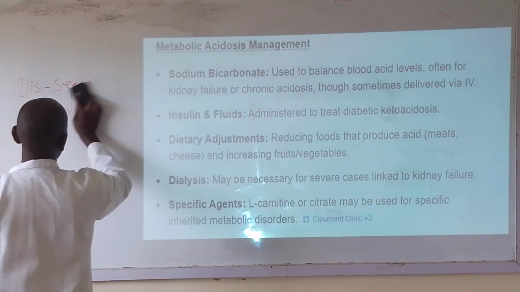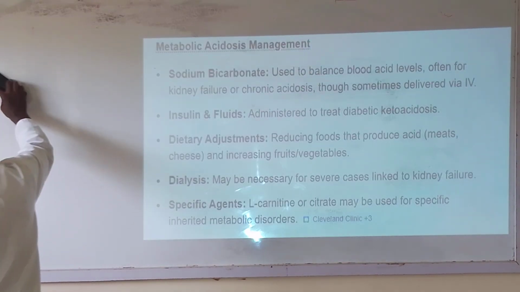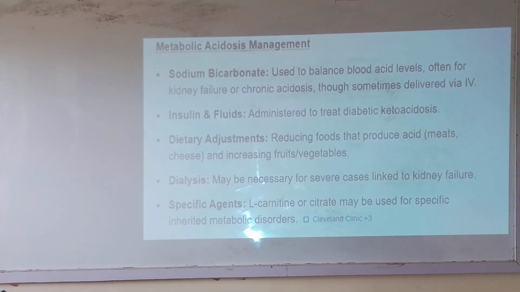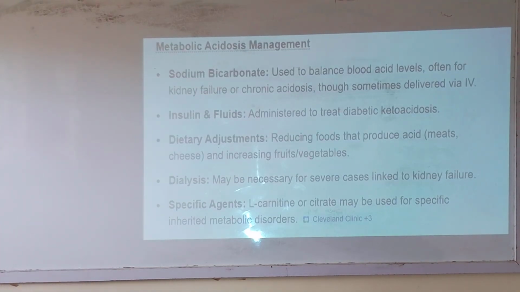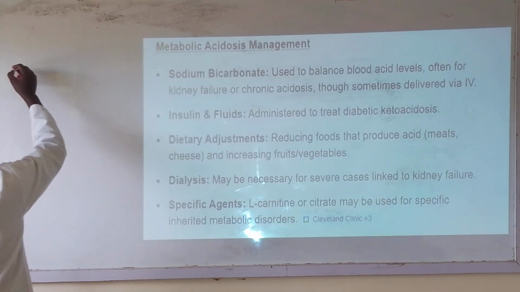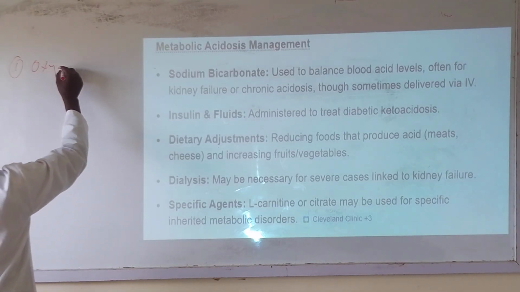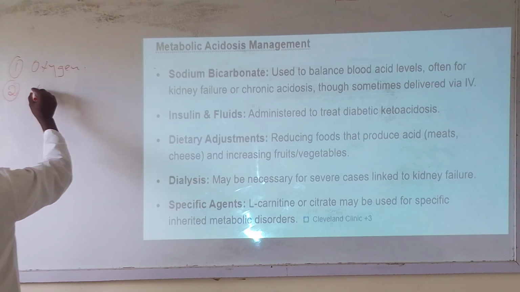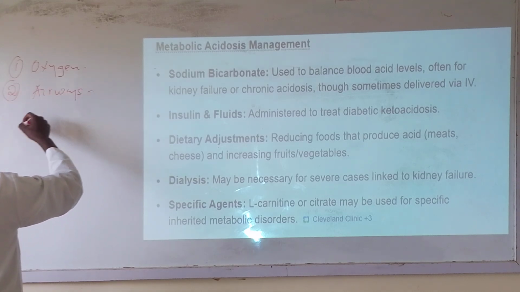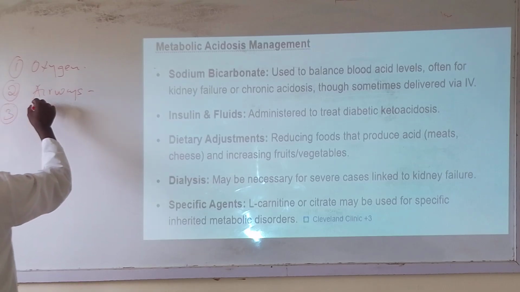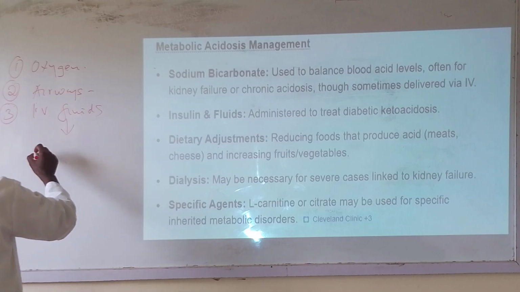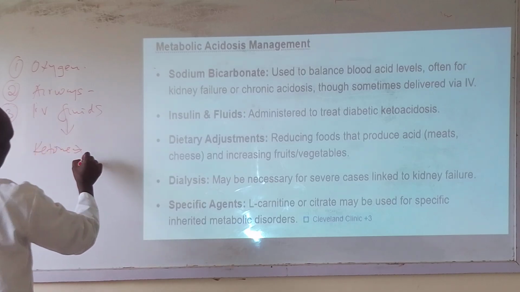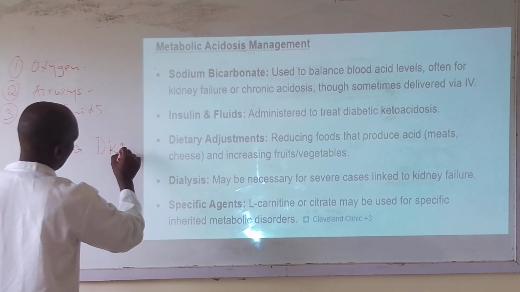And now how do we manage metabolic acidosis? Number one is to identify the cause. Once you have identified the cause, you manage the cause together with conservative management. Conservative management, one is oxygen. Two is airway. If there are issues with the airways, you have to balance it. You can also talk of IV fluids, just to wash out accumulated ketones. This is, for example, when you are dealing with DKA.